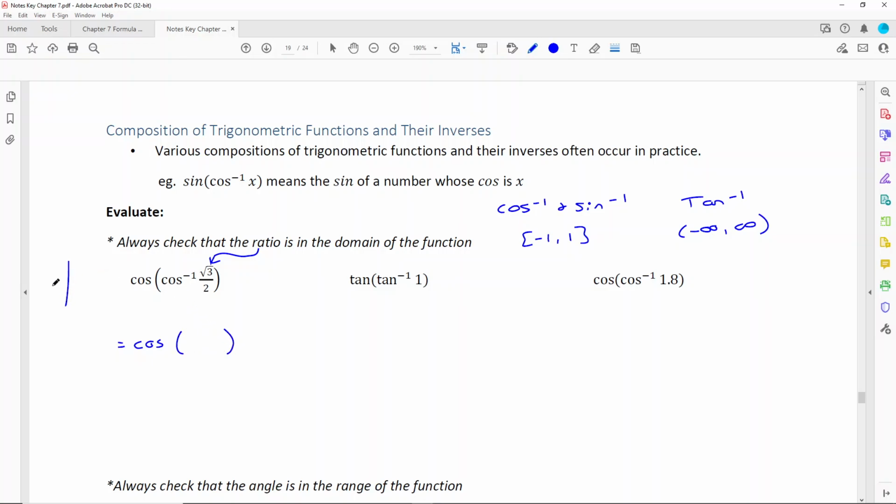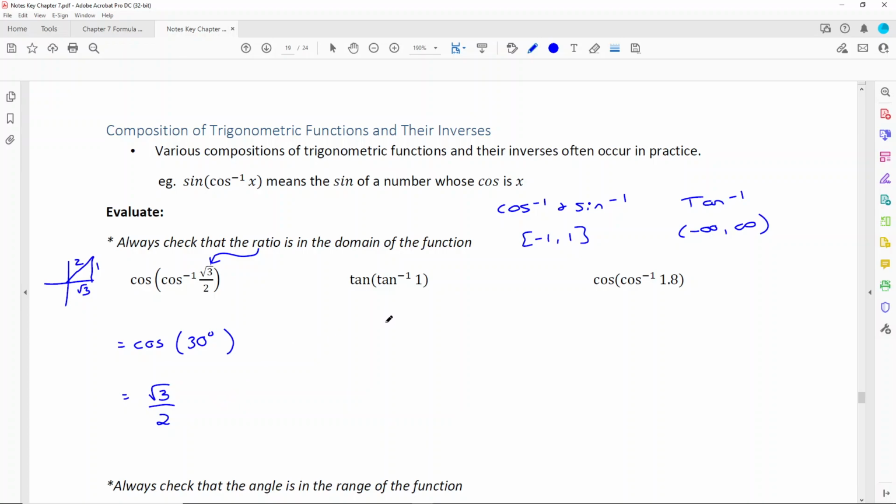So if I was to draw in my restricted range, √3/2 can only be in quadrant 1. This would be adjacent over hypotenuse, so it's my 1, 2, √3 triangle. Now it doesn't matter whether I do this in radians or degrees. Most people like degrees, so I'm going to say that my angle is 30 degrees. But then look what it's asking me to do. It's now taking the cos of 30. Well, the cos of 30 is adjacent over hypotenuse. It's √3/2. Seems like a bit of a silly question, right?